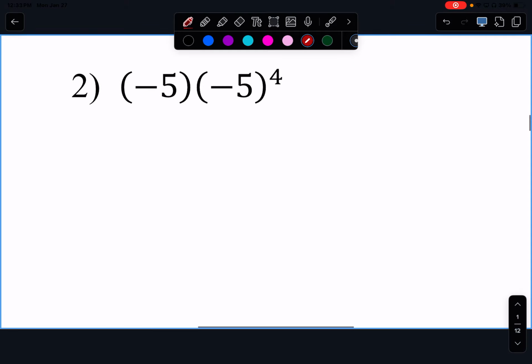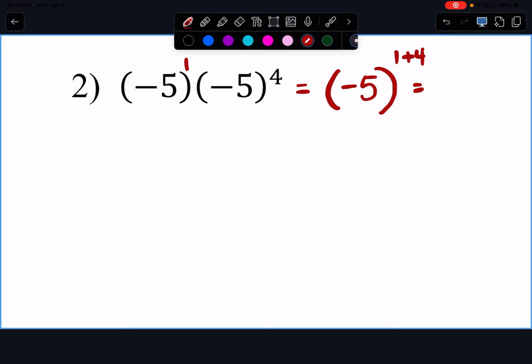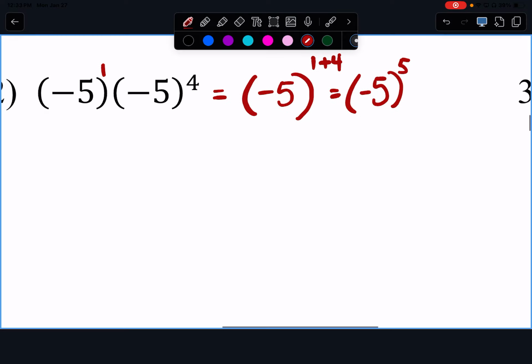All right, for this one, what's the understood power on that first parentheses? 1. So I would get negative 5. What is 1 plus 4? Because we do 1 plus 4, so we get negative 5 to the what power? 5th. What is negative 5 to the 5th power? Exactly.